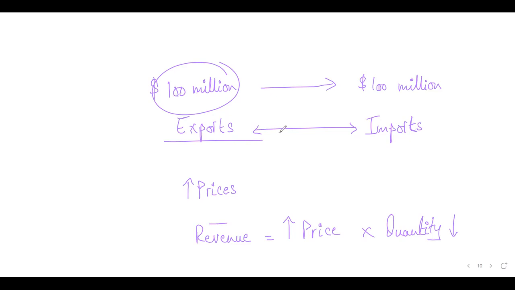If a country wants to achieve 100 million exports, why? Because it also has 100 million imports. So it wants to pay for its imports through its exports. And imports are fixed at $100 million. Now if the export prices are increasing, then technically, even if you sell a lesser quantity, you can still achieve the same revenue.